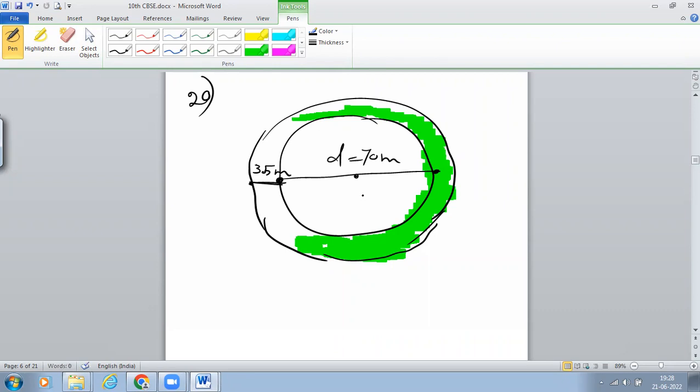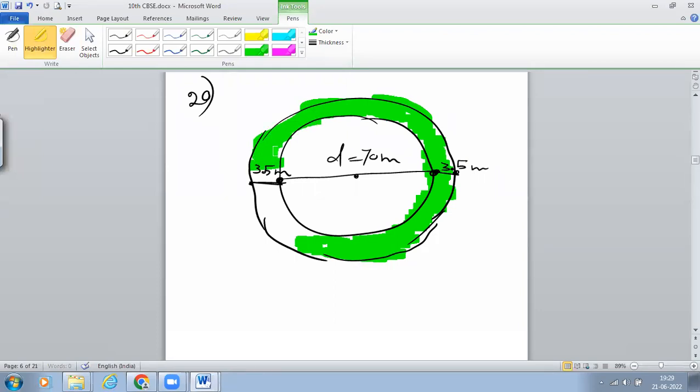Now find the area of the whole path. Listen carefully. They are asking us to find the area of the whole path. Everywhere the width is the same, right? Because the path width is 3.5 meters. Now what they are asking is to find the area of the whole path. That is the green color portion. We have to find the area of this path alone.